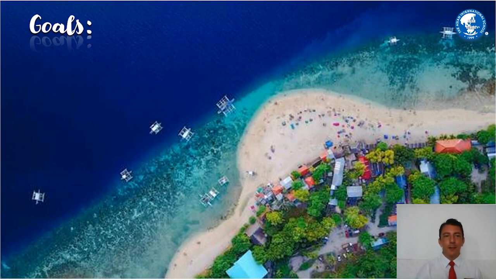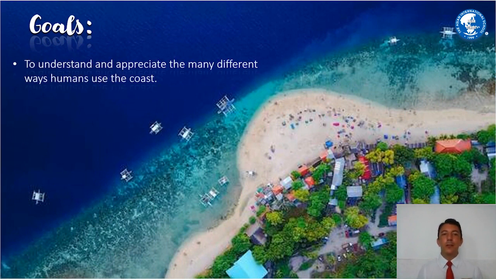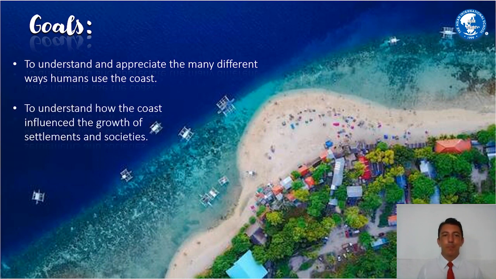So our goals for today's lesson: we want to understand and appreciate the many different ways humans use the coast. We also want to understand how the coast influenced the growth of settlements and societies. So we'll be looking at our use of the coast in the past as well as the present.